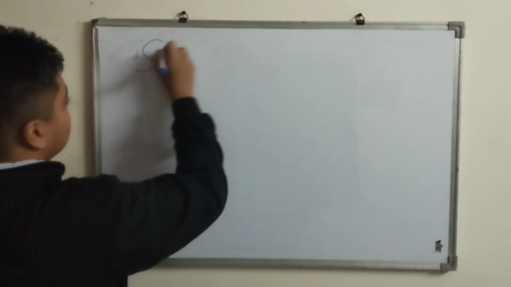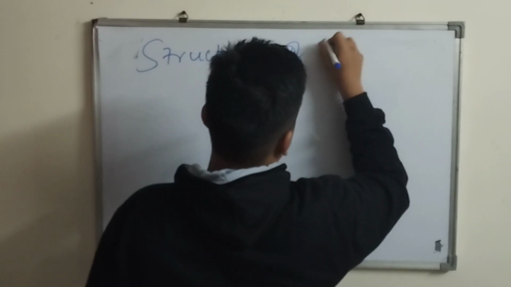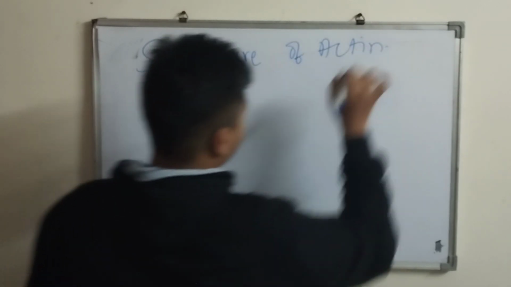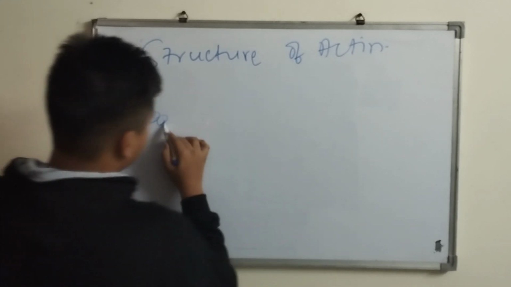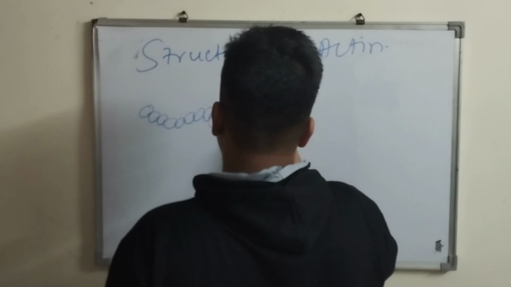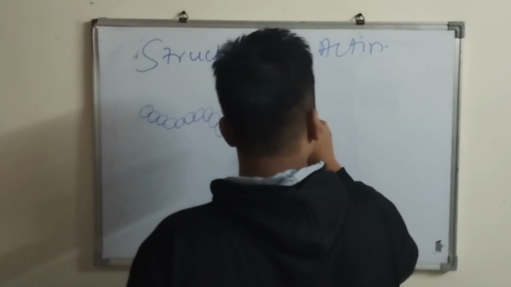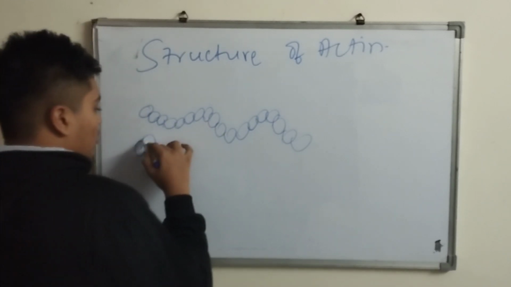Now we are in the structure of actin. Put the heading: structure of actin. Actin structure is very simple. Draw your beads. I hope you arranged beads in the form of a necklace in your childhood.